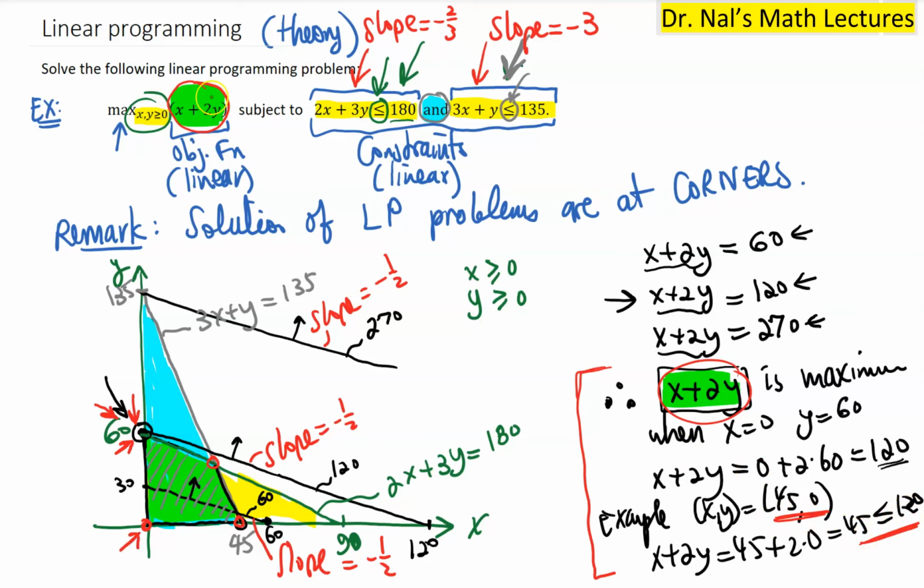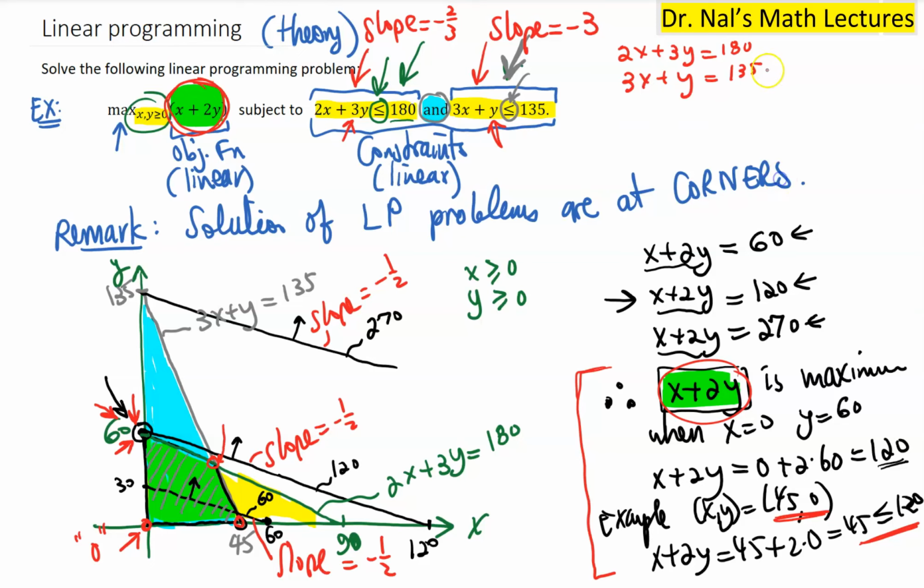Clearly at this point, our function x plus 2y, 0 plus 2 times 0, will have a value of 0. The only remaining point for which I did not calculate the value of the function is this point over here. So how do we calculate the coordinates of this point? Easy. All we do is solve the 2 constraints simultaneously. Let's just go ahead and do that. 2x plus 3y is equal to 180, as if they were equalities, and 3x plus y is equal to 135.